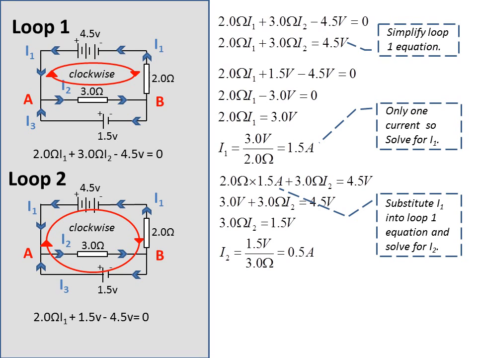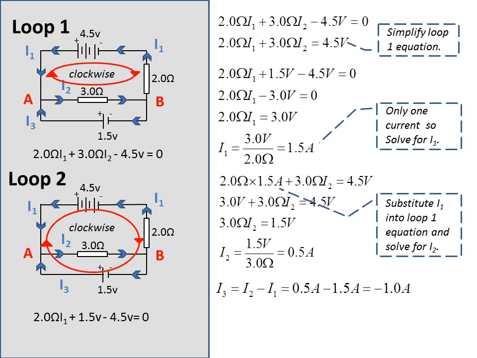So I now know what I1 is, I know what I2 is, and now I can bring back my current equation. Remember, the current equation was actually I2 equals I3 plus I1. If I rearrange it to make I3 the subject, I get I3 equals I2 minus I1. That is, I3 equals 0.5 amps minus 1.5 amps equals negative 1.0 amps.